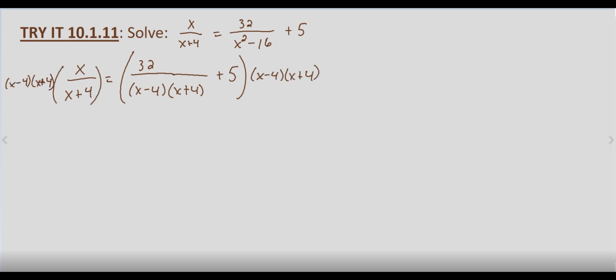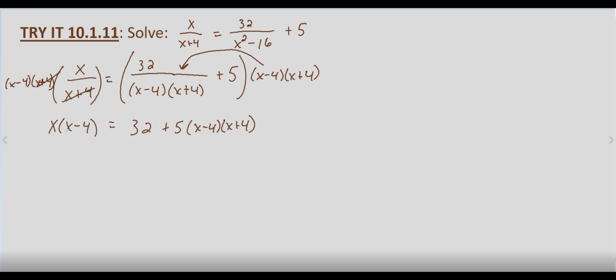Now on the left-hand side, our denominator will cancel because we have the x plus 4. And since there's only one term, I can go ahead and write canceling that. And we're left with x times x minus 4. Then if we distribute the x minus 4 times x plus 4 to the first term, the entire denominator cancels, so we're left with 32. And then we have plus 5 times x minus 4 times x plus 4.